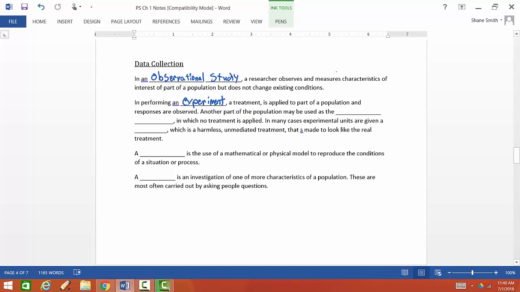Another part of the population may be used as a control group, which is what I said when no treatment is applied, or they could be given a placebo, which you may have heard about before, and that is a harmless, unmedicated treatment that is made to look like the real treatment. So that is what the placebo is, and again, you've probably heard about this before. There's actually experiments done with placebos. Placebos are actually really interesting. There's even placebo surgeries that exist.